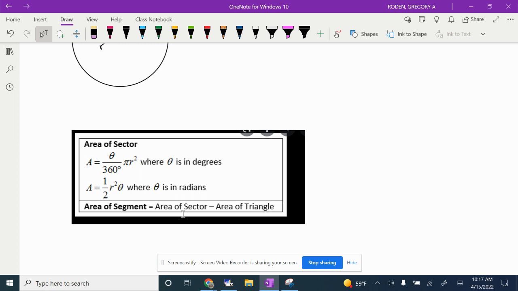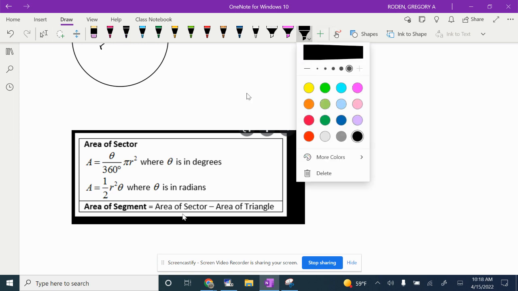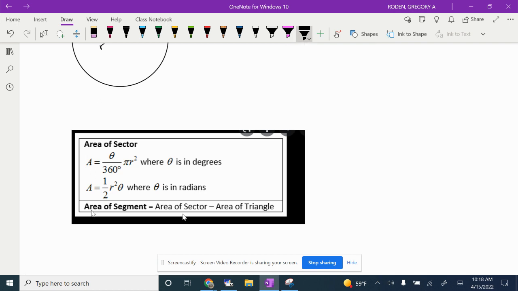Area of a sector in radians is 1/2 r squared theta. Now, don't worry about this area of a segment thing. We'll get to that. Let me just mark that out because we'll talk about areas of segments in a minute. So don't worry about segments. Just worry about sectors. Okay?